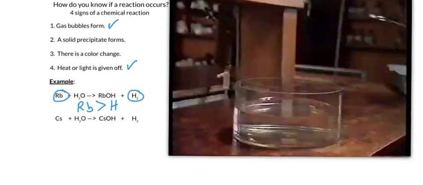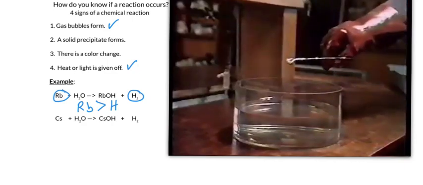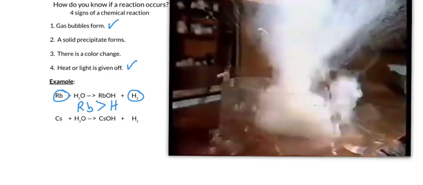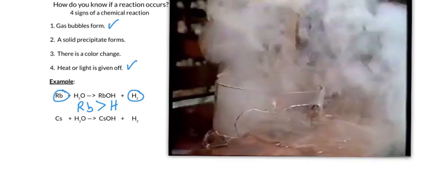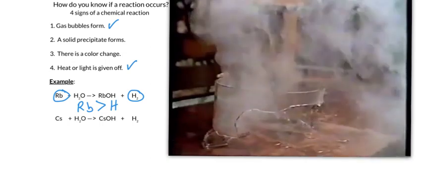Let's continue the video. And now cesium. Hopefully you can see that cesium and hydrogen, we did have a reaction. Gas bubbles formed, and heat or light was given off, and that tells us that cesium is more reactive than hydrogen. But how do we compare the rubidium and the cesium?